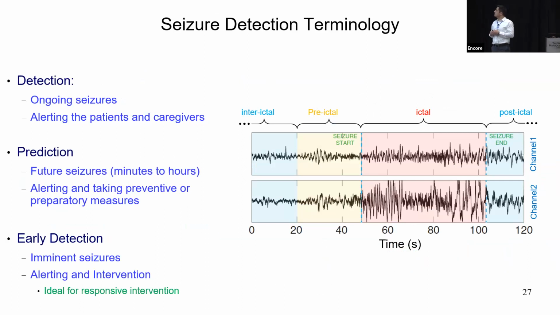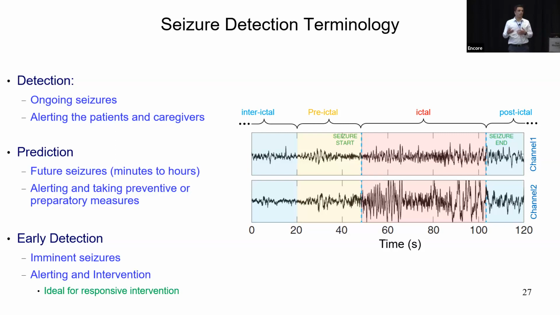So let's talk about seizure detection terminology. If you review papers, you will see that this seizure classification, sometimes people refer to it as seizure detection, sometimes seizure prediction or seizure early detection. The difference is that when we're talking about detection, the way I know it is that we're talking about detecting seizures during the seizure or immediately before that sometimes.